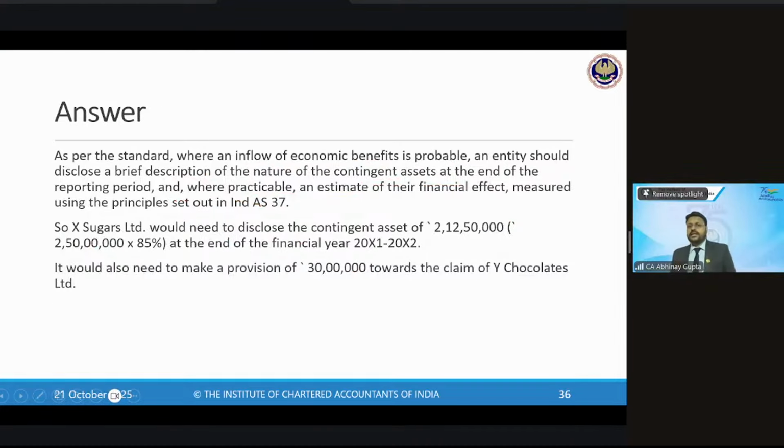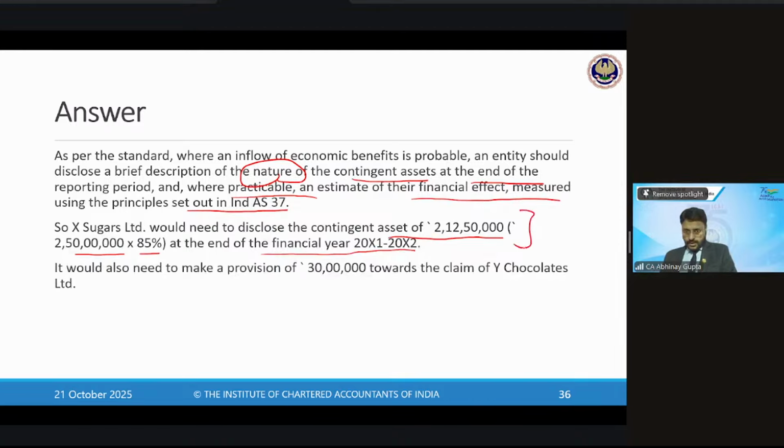So let's see. As per the standard where the inflow of economic benefit is probable, an entity should disclose a brief description of the nature of the contingent asset at the end of the reporting period, and where practicable, an estimate of their financial effect measured using the principle set out in Ind AS 37, right? So X Sugars Limited would need to disclose a contingent asset of rupees 2 crore 12 lakh 50,000. That is 2 crore 50 lakh into my 85% given in the question. That 85% claim is passed by the insurance company, not the 100%, right? So we will calculate the amount at the end of the 2012, right? So this contingent asset will be disclosed.